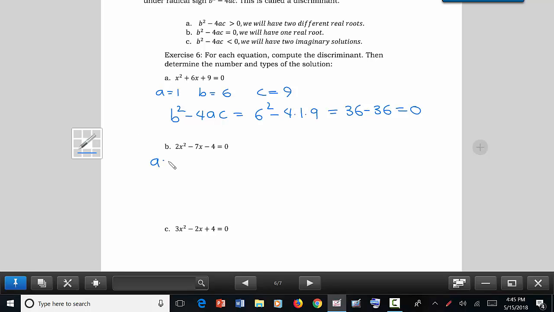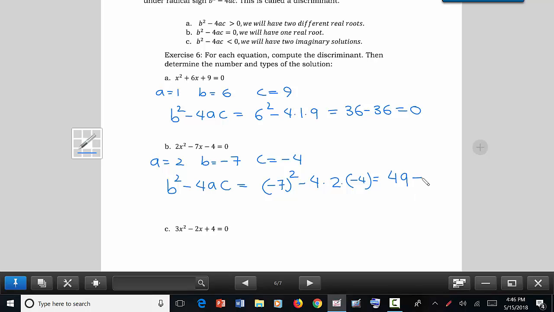Now here a equals to 2, b equals to -7, c equals to -4. Now let's check. b square minus 4ac. b square -7 square minus 4 times a is 2, c is -4. That is positive 49. Negative times negative is positive. 4 times 4 is 16, 32. So we got 81, which is bigger than 0. So what is the idea it is giving? It has 2 real zeros.